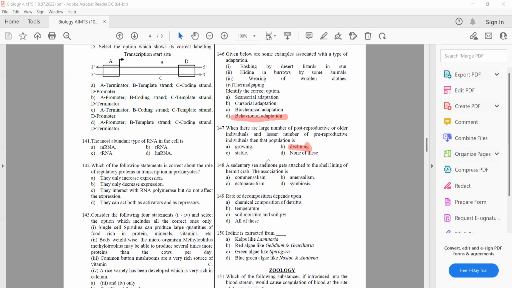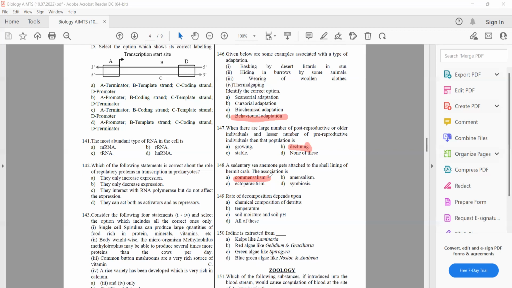148, a sedentary sea anemone gets attached to the shell lining of hermit crab. So this association is called commensalism. When we talk about commensalism, one organism is getting benefited and the other is not getting benefited or not getting affected there. So it will be commensalism.